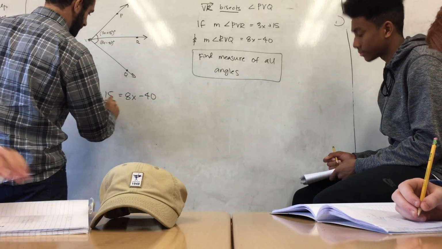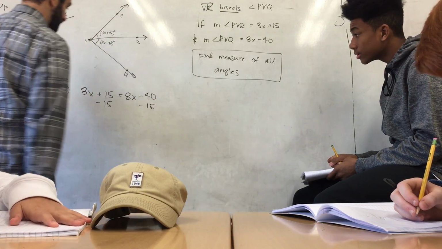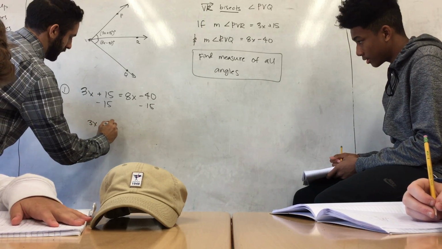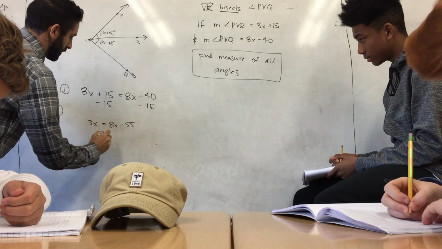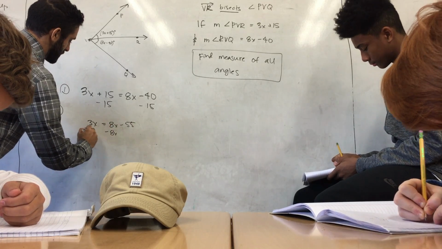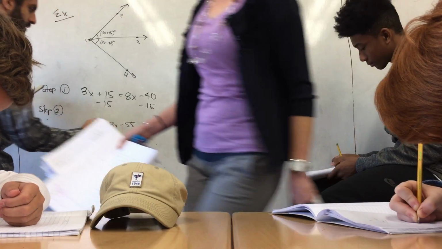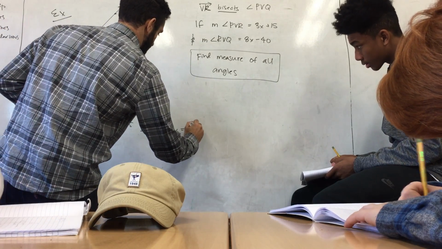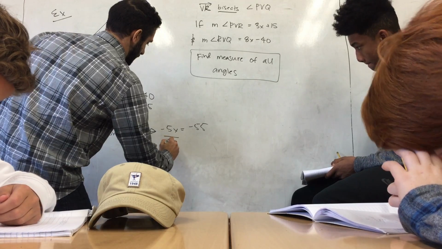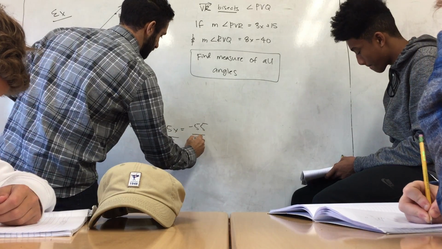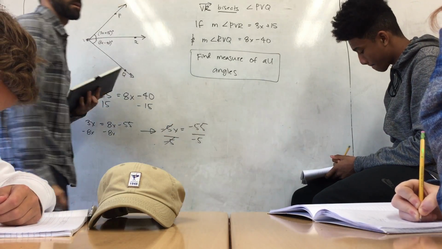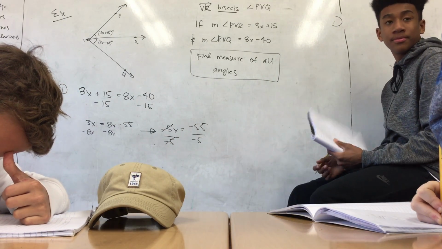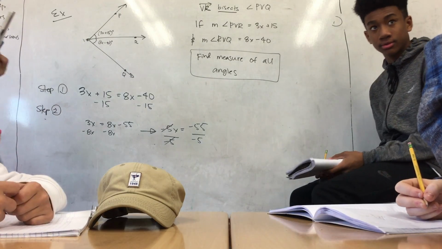Alright, subtract 15 from the left. Subtract 15 from the right. You get 3x equals 8x minus 55. Subtract 8x. You get negative 5x equals negative 55. Okay, divide by negative 5. Iris, are you with me here? I don't want to go too fast if you haven't done this yet. Okay, you too, Jamara. Maxwell, you've done the whole thing? Okay.